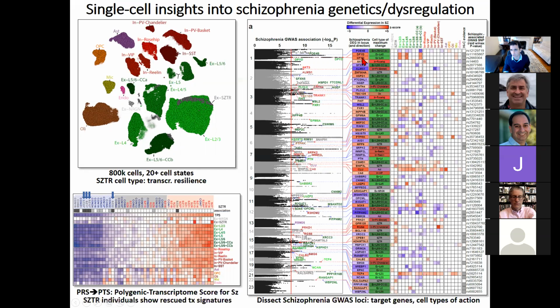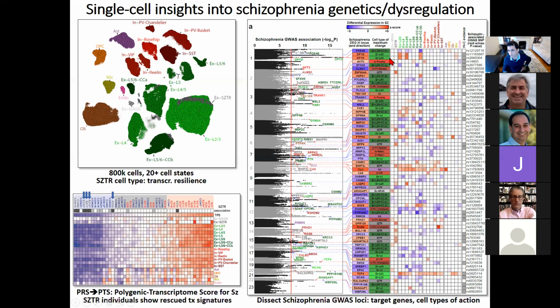Red means associated, higher expression is risk-inducing, and blue means higher expression is protective. And then what is the cell type where that expression difference is seen? We also show the expression difference in blue or in red, positively or negatively associated with schizophrenia, in each of the columns for each of the cell types. And you can see that this SZTR cell type is in fact quite prominent.